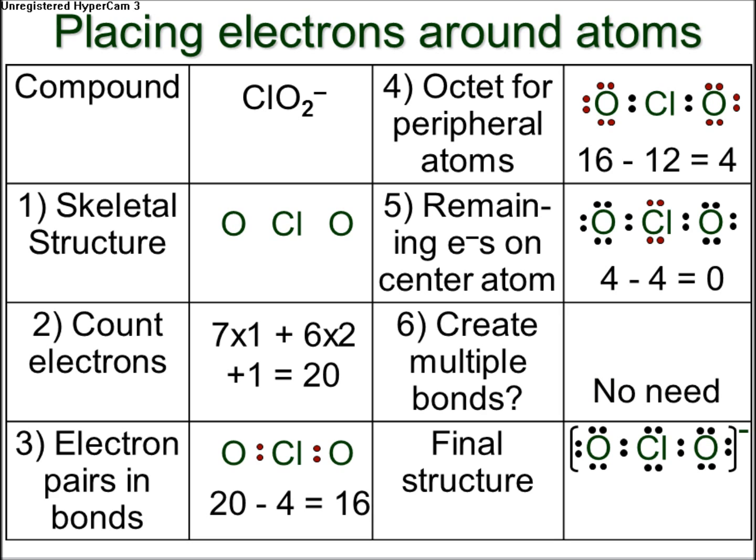Now, this final structure is something that will confuse you on a test, will confuse you on anything, just because of those silly brackets. The reason you have to include those brackets around it, and then that negative charge on the outside, is because it represents the idea that it is a polyatomic ion. If we did not put that there, then it would be simply incomplete.